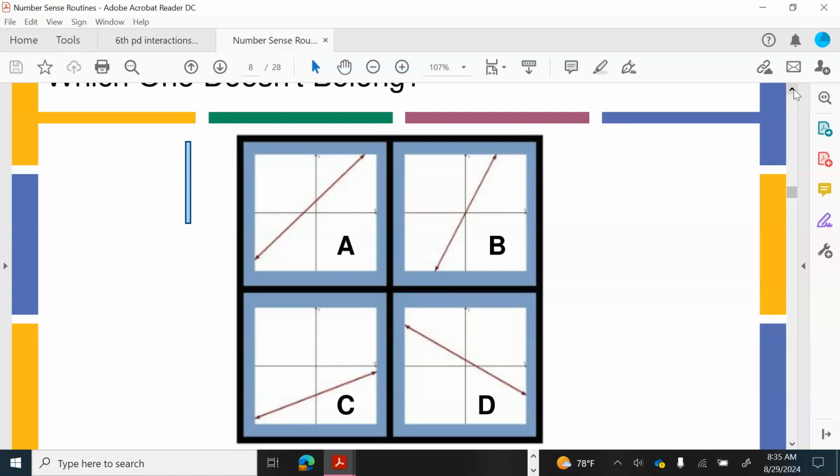Okay, so C is the only one that has a negative y-intercept, whereas the other ones have positive or zero y-intercept. So was anyone else thinking that same thing? Okay. And then why would A not belong?